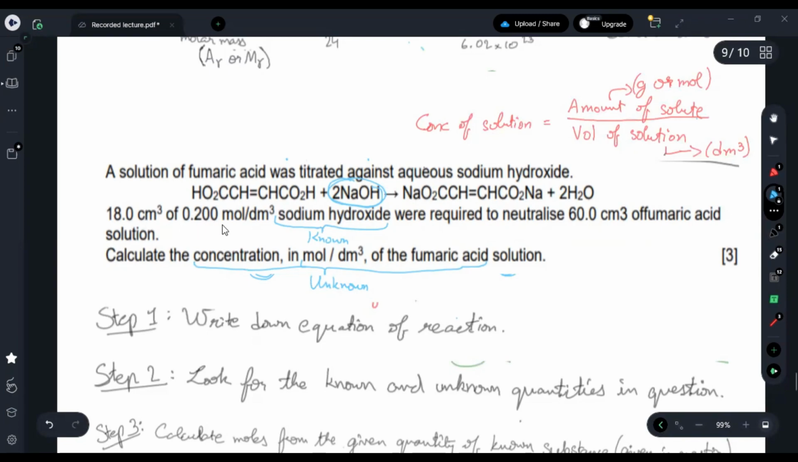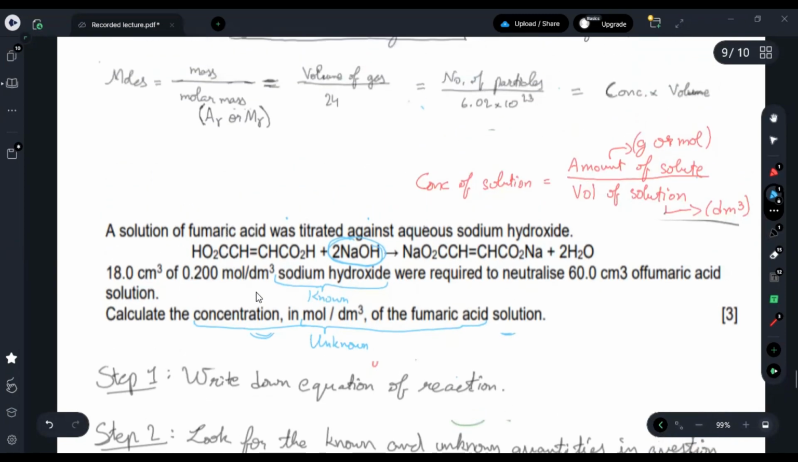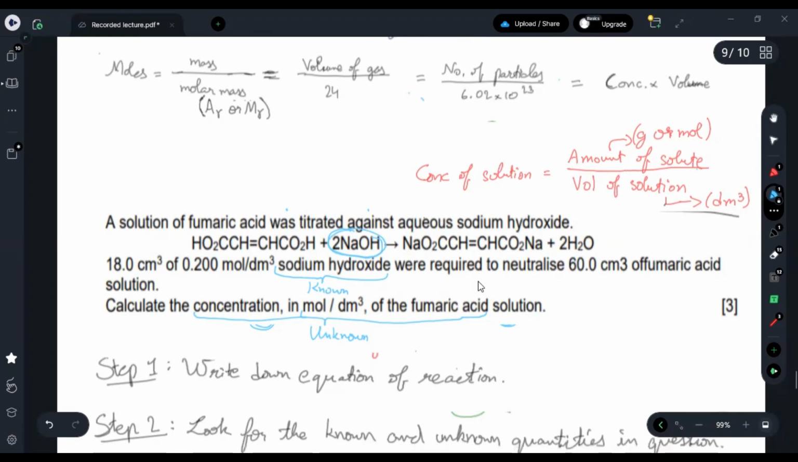By using these two, we can calculate the number of moles of sodium hydroxide by using this formula over here, that moles is equal to concentration multiplied by the volume. When we know the moles, using the molar ratio, we can find the moles of this fumaric acid. And after that, when we know the moles of this, we can find the concentration easily because the volume is also given right over here of this fumaric acid. So we are again going to use the same formula, just we are going to shift the variables. And this would become, as you will see in the steps ahead.